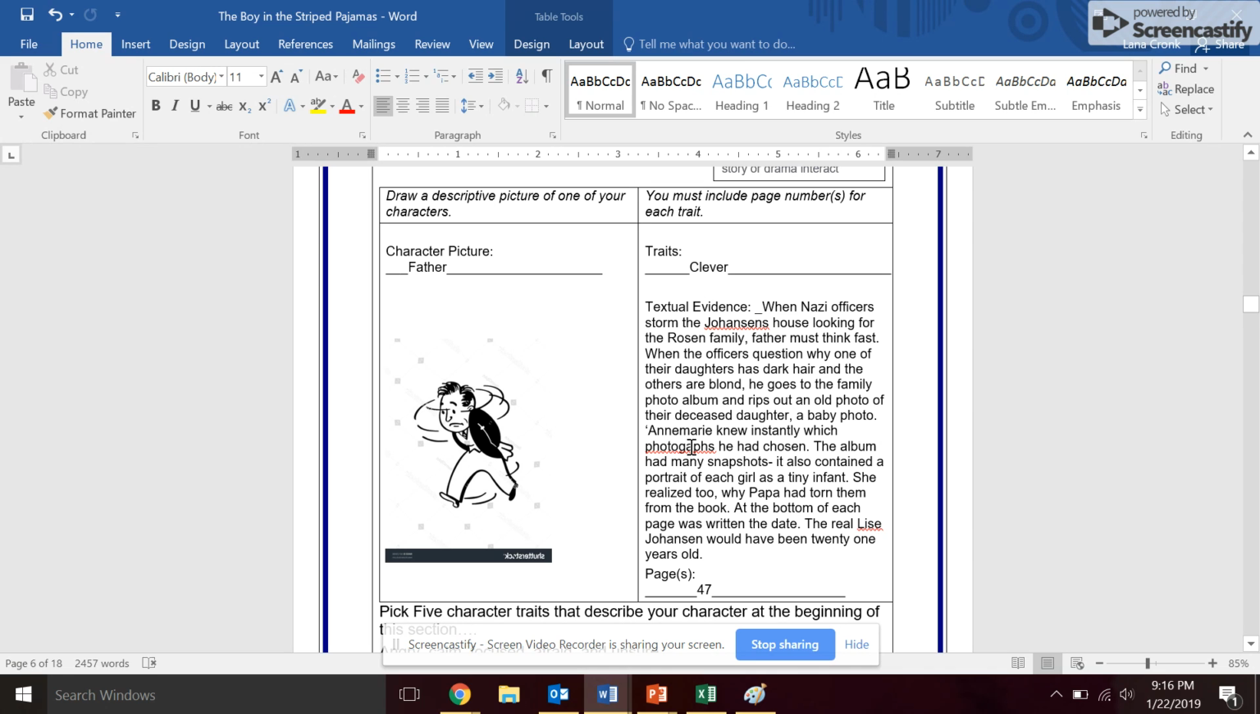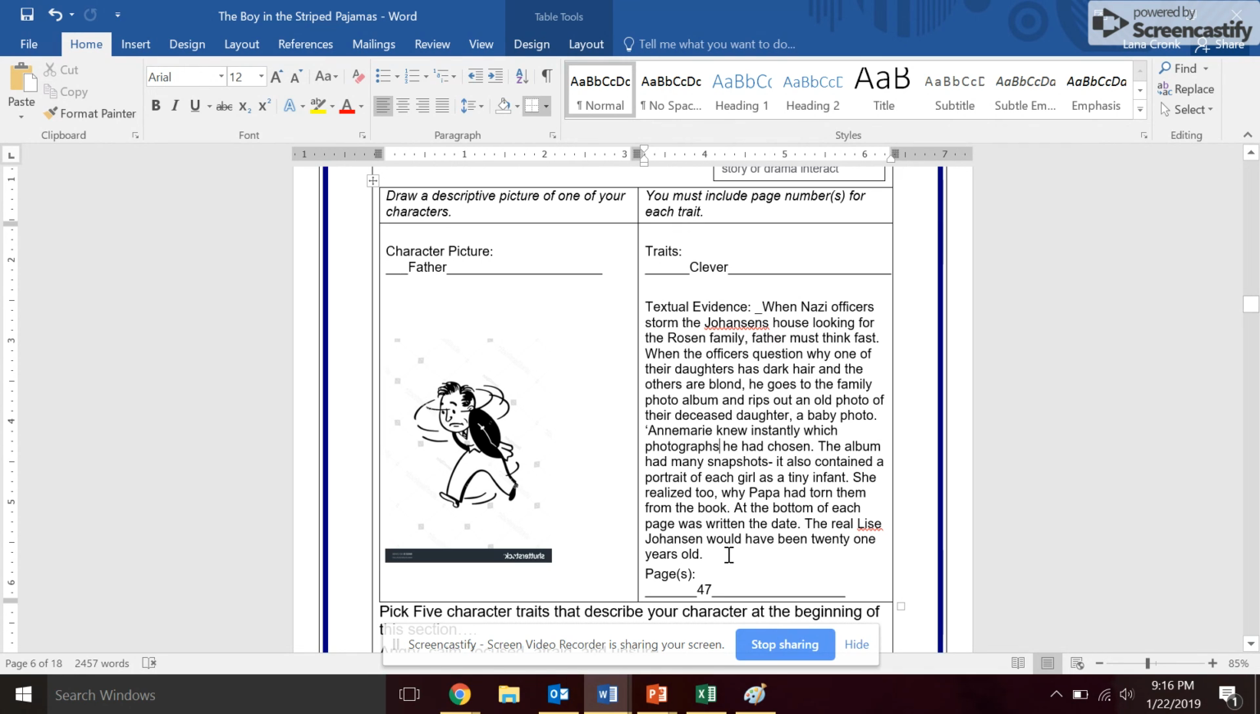But when we're looking at the father's cleverness, this is what the text says that he actually does. Anne Marie knew instantly which photographs he had chosen. The album had many snapshots. It also contained a portrait of each girl as a tiny infant. She realized, too, why Papa had torn them from the book. At the bottom of the page was written the date at the time. The real Lise Johansson would have been 21 years old.